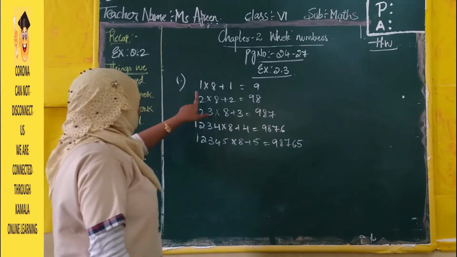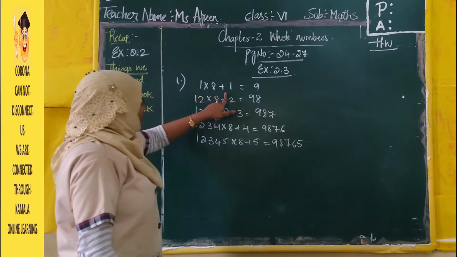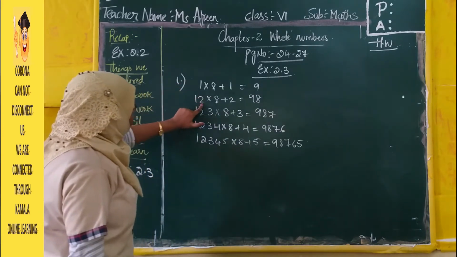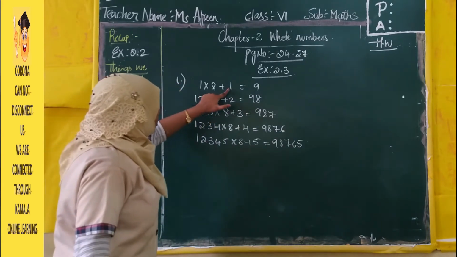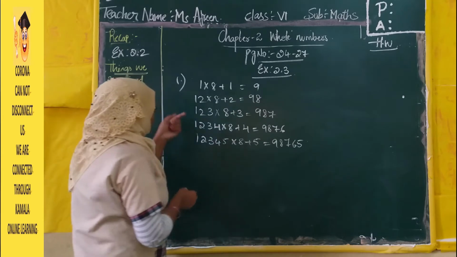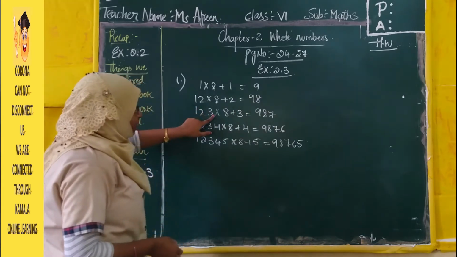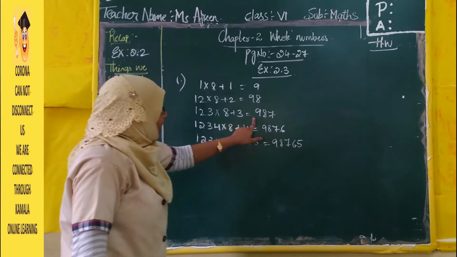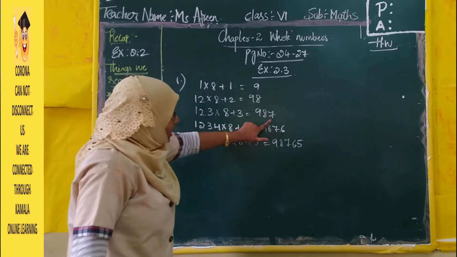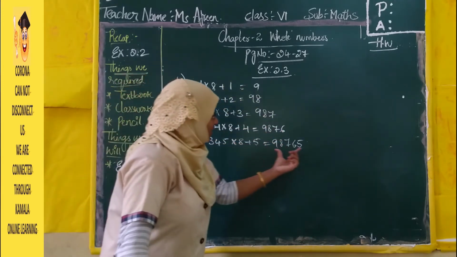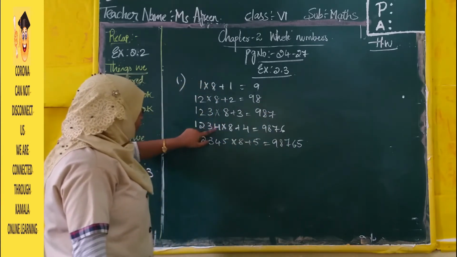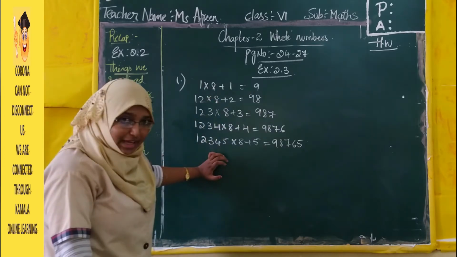So let us see first the pattern. 1 into 8 plus 1 is 9. Next, they have increased this number by adding 2, 1, 2, and here also there is an increase of 1, that is 1 plus 1 is 2. That is 98. Here 1, 2, 3, they have added one more number, that is 3, and here they have added 3. 987. So as one number increases on this side, the numbers on the other side are decreasing: 9, 8, 7, 6, 5. The numbers start from 9 and the end numbers decrease, and here the numbers increase: 1, 2, 3, 4, 5. The center number stays the same, that is multiplying with 8.